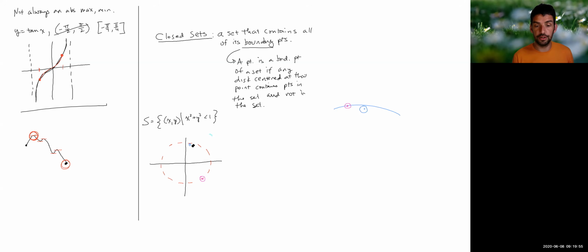So the set here that I've written does not contain its boundary points, right? We're not including those points on that dashed line, right? I've insisted that the point's distance be strictly less than. On the other hand, if I change this set and simply say less than or equal to 1, now the boundary is included in that, right?